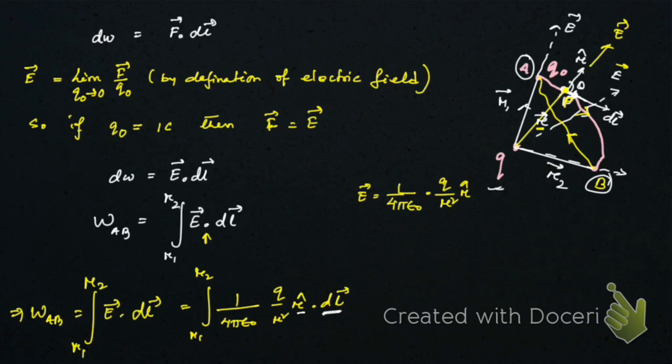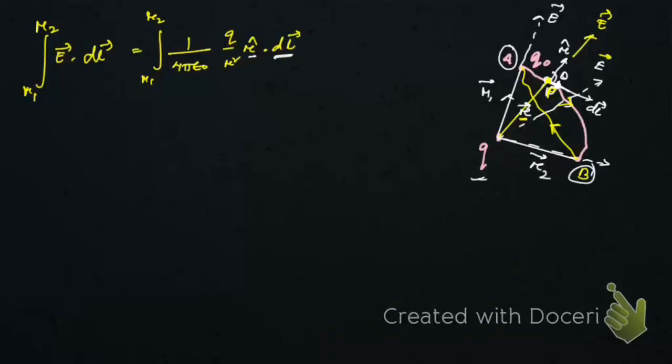So let me explain on the next slide. Okay, now you see, let us consider this portion. Here you can see, suppose this is R cap, and this is the length dl, this is the dl vector, right? So that means we are considering this portion.